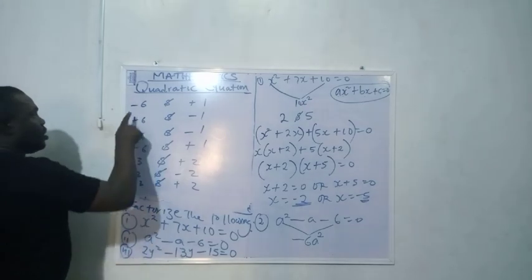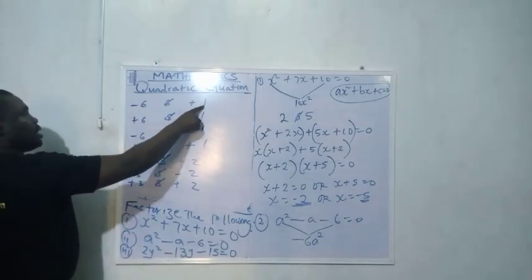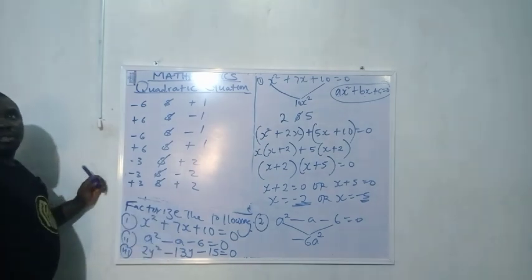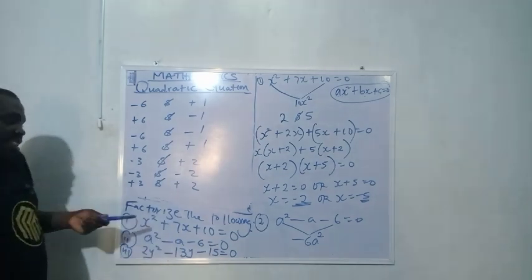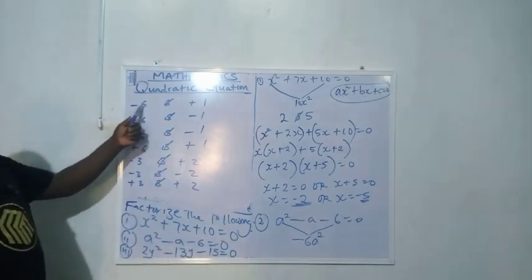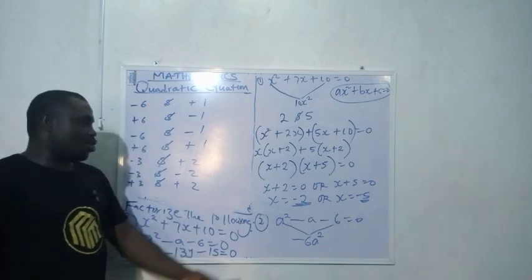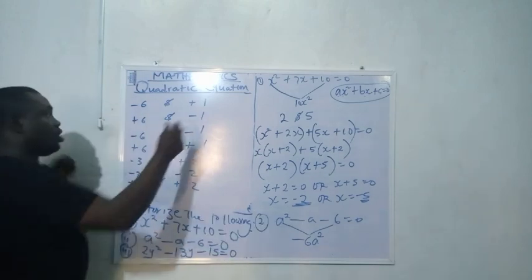Okay, so let's go. The first thing here is minus 6 multiplied by plus 1. It gives me minus 6, right? So it satisfies this. But minus 6 plus 1, what will it give me? It will give me minus 5. So it does not satisfy this. So this does not go.